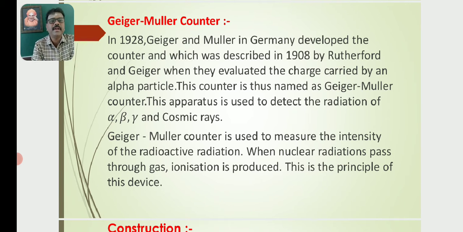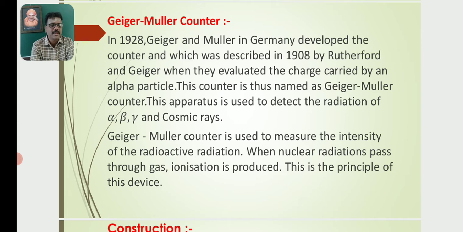In 1928, Geiger and Muller in Germany developed the counter, which was described in 1908 by Rutherford and Geiger when they evaluated the charge carried by an alpha particle. This counter is thus named as the Geiger-Muller counter. This apparatus is used to detect the radiation of alpha, beta, gamma, and cosmic rays.